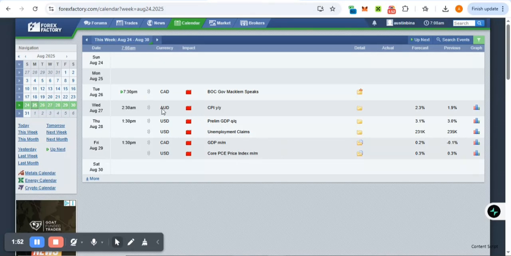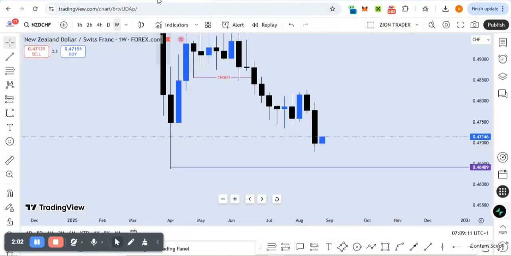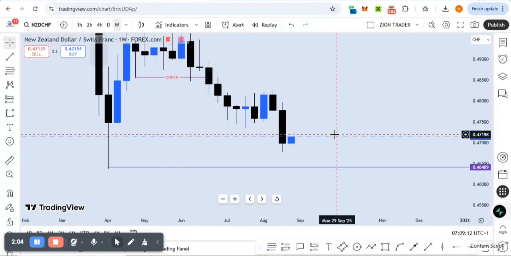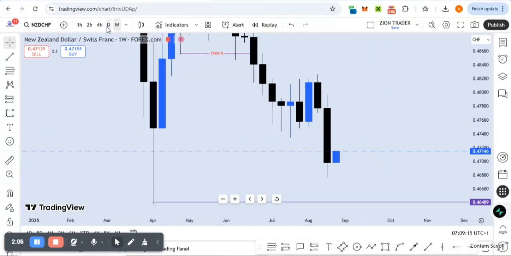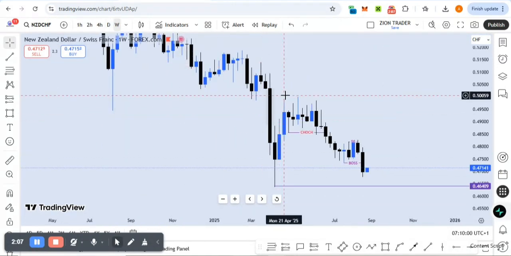Personally, I'm buying AUD because I'm on a GBPAUD set, and I'm also on an AUDUSD buy. So let's see how it goes, guys, for NZDCHF currently.